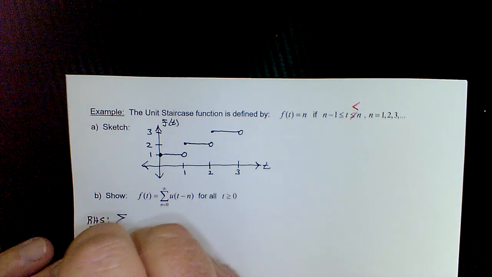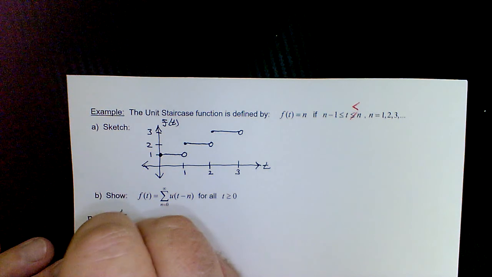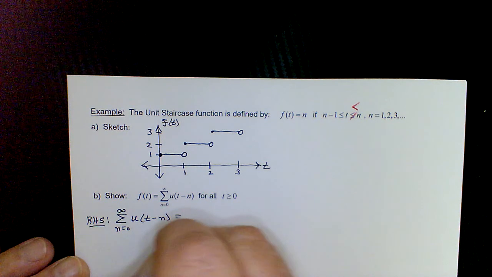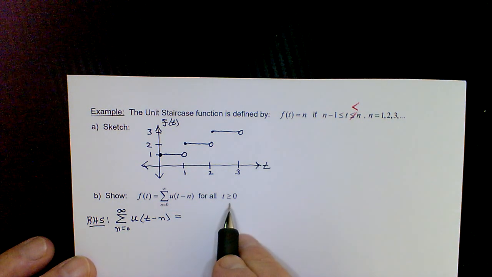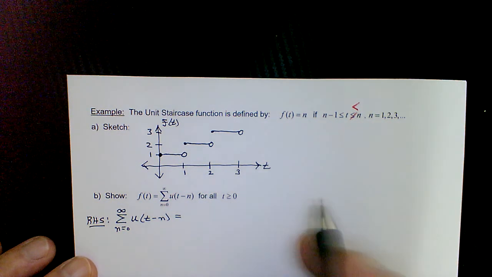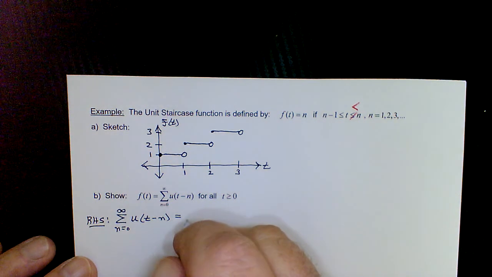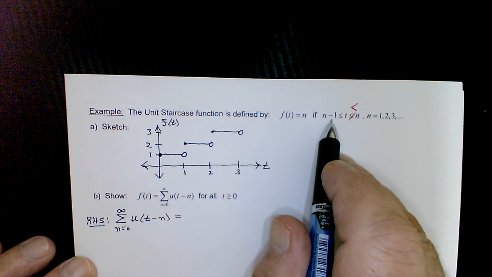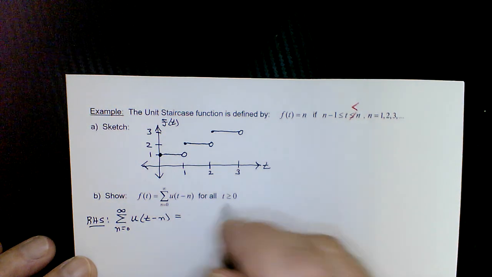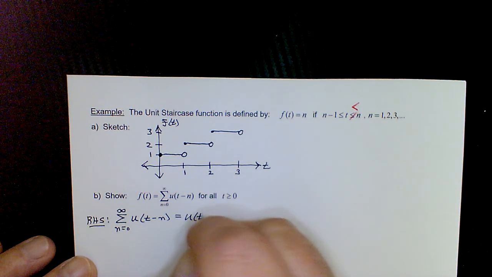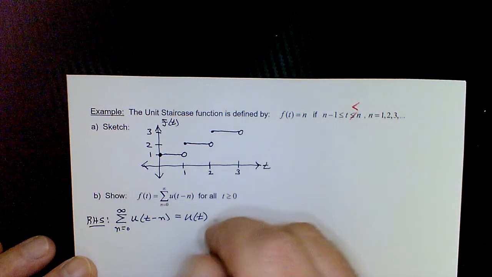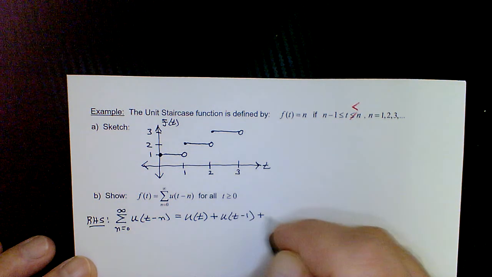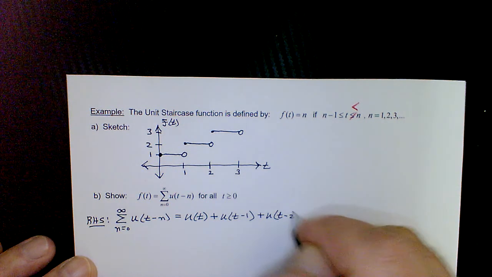If we look at the right-hand side, it's the sum as n goes from 0 to infinity of u of t minus n. Okay, and so for n equaling 1, well, actually, we have to start at n equaling 0, when n equals 0, this would be u of t. When n is 1, so then summation operator, plus when n is 1, u of t minus 1. When n is 2, u of t minus 2, and so on.